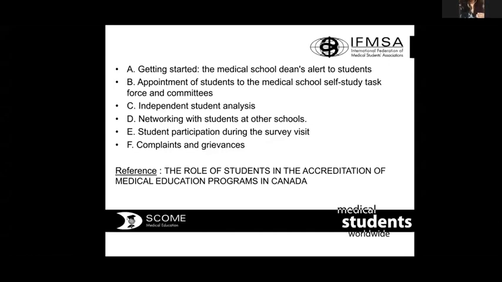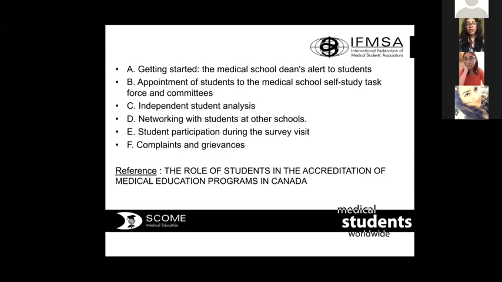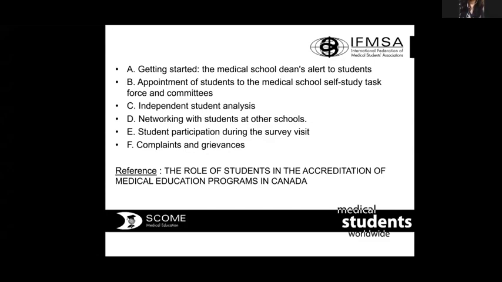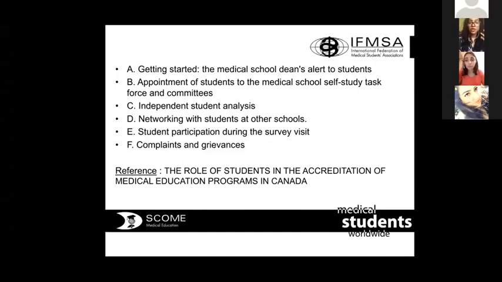You can approach your dean and tell them what you need, what you want, what are the students' opinions regarding the educational program of the university. Also, to know more about the different roles you can play throughout the accreditation process, you can get back to the leaflet or the booklet of Canada, which is called The Role of Students in the Accreditation of Medical Education Programs. I will also share it with you guys after this presentation. So, next slide.